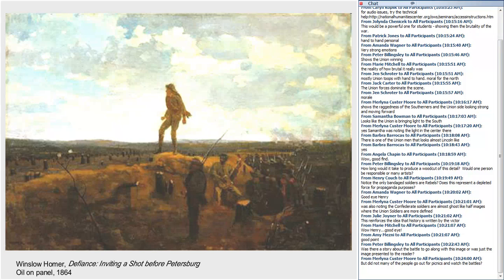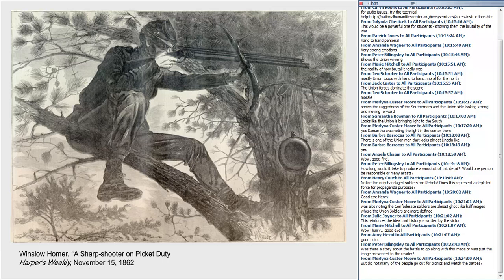The final image that I wanted to show in relation to this is Homer's actual focus on the figure of the sharpshooter. This is a sharpshooter equipped with a special rifle that could shoot, I think, up to 400 yards accurately, looking through a telescopic sight, which was also part of the technology here. It was not just the rifle and the bullet, but also the telescopic sight that allowed the person firing the weapon to accurately target a target a very, very long distance away.